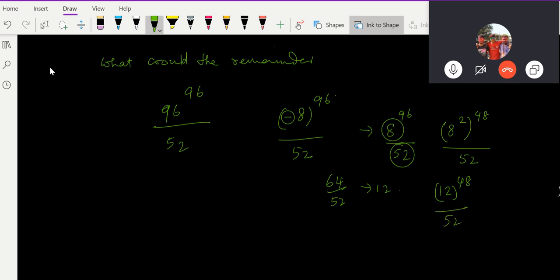How will we do this? 12 to the power 48 is 12 squared to the power 24 by 52. So 12 squared is 144, right? By 52, what is the remainder?